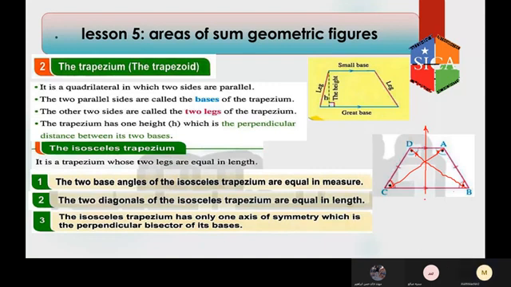The axis of symmetry of any shape, of any figure, divides it into two congruent figures. Then the line L here is the axis of symmetry of the trapezium ABCD. Then the properties of the isosceles trapezium: the two base angles are equal in measure. The measure of angle B equals the measure of angle C, and the measure of angle A equals the measure of angle D. The two diagonals are equal in length, then AC equals DB. The isosceles trapezium has only one axis of symmetry, which is the perpendicular bisector to its bases.